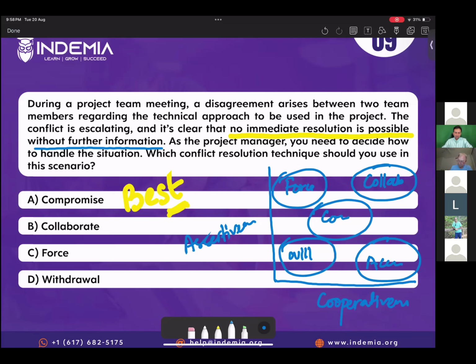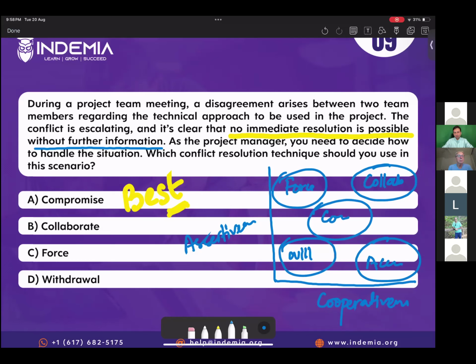Now, compromise. Compromise is a lose-lose situation. Like you come to a resolution where you have some level of satisfaction for both parties, or some level of dissatisfaction, or some level of sacrifice by all the parties involved. But we are not able to find a resolution until we have more information. Means we are stuck.